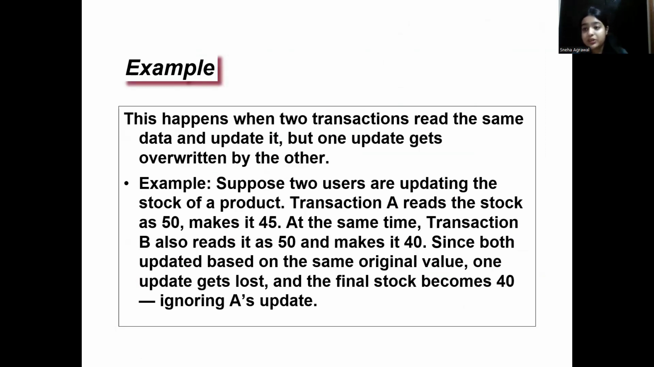Now, this happens when two transactions read the same data and update it, but one's update gets overwritten by the other. So here is another example where there are two users that are updating the stock of a product. Transaction A reads the stock as 50 and makes it 45. At the same time, transaction B also reads it as 50 and makes it 40. Since both updated the original value at the same time, one update gets lost and the final stock would become 40, ignoring A's update. So this is our lost update problem.